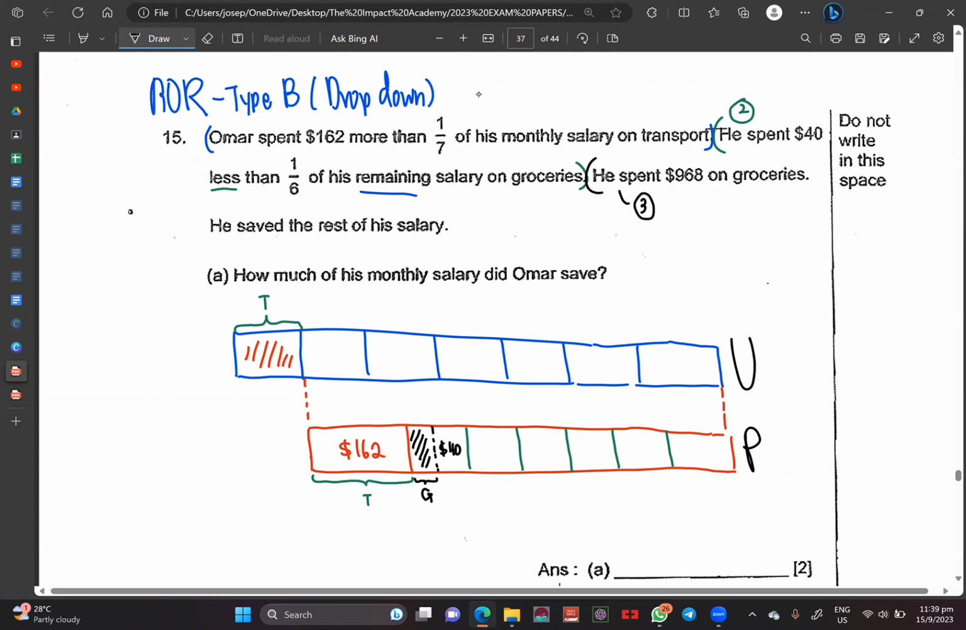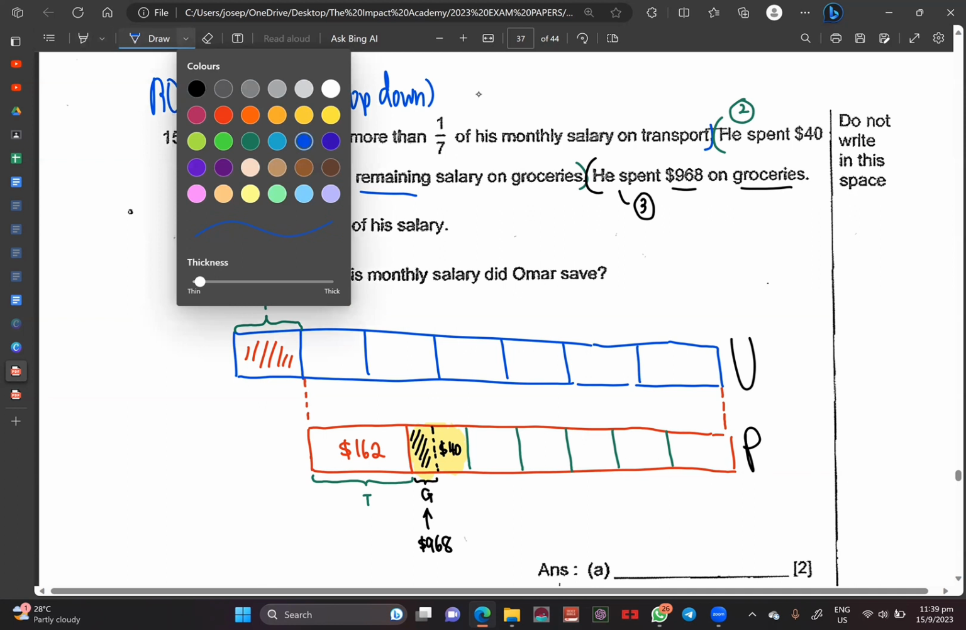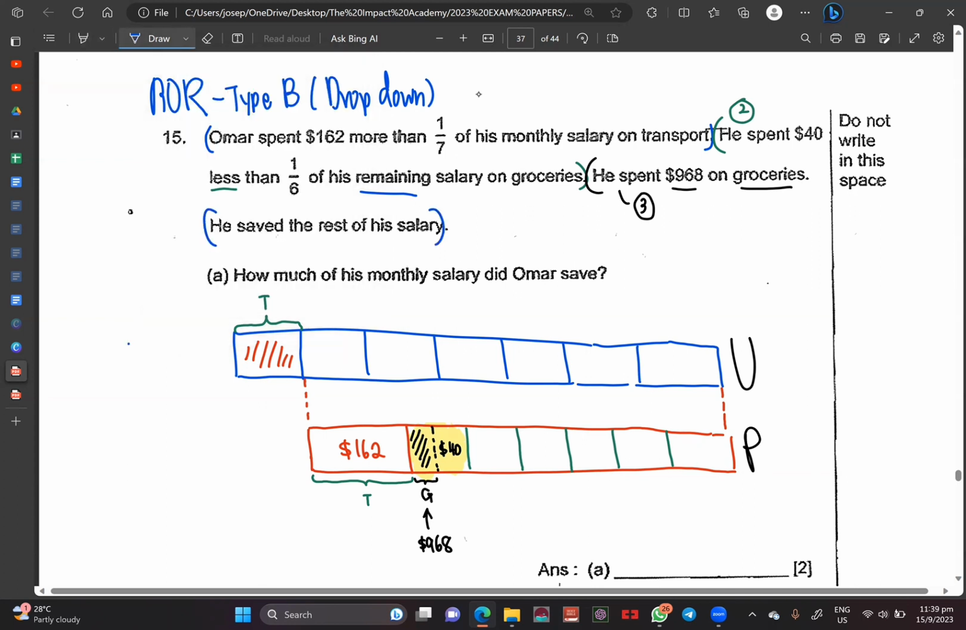Sentence number 3. He spent 968 on groceries, so we know that this is 968. Now, when I see this, right, what I see is that 968 plus 40 is equals to 1 part. So that is something that you need to take note, okay? But I'm not going to do that first. I'm going to quickly write down what I can. Sentence number 4, he saved the rest of his salary. That means to say it includes the 40. That means to say this is saved.